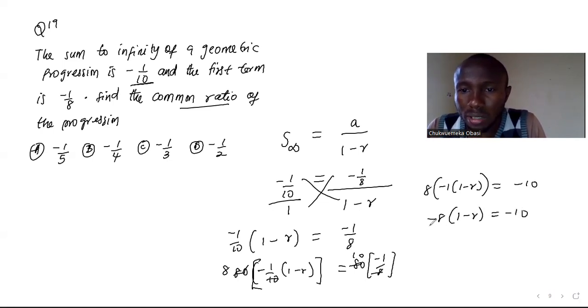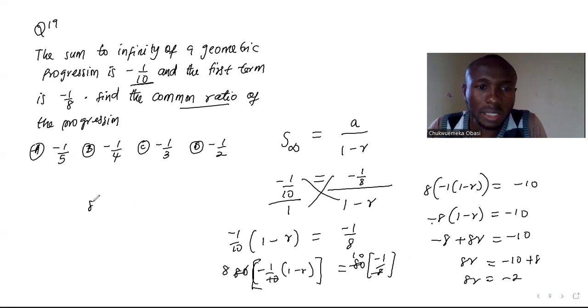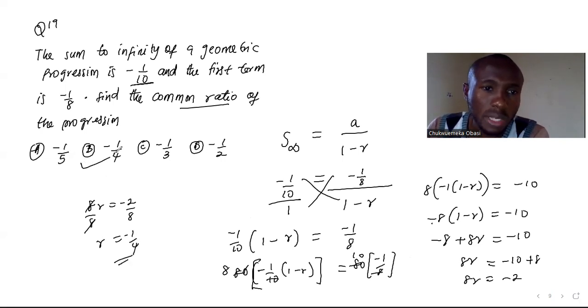So you can go ahead and divide both sides by minus 8. Or you can just expand actually. Minus 8 times 1 is minus 8. Minus 8 times minus r will give me positive 8r equal to minus 10. So now you have 8r equal to minus 10 plus 8, right? So you have 8r equal to minus 2. Divide both sides by 8. So here 8 cancels out 8, and you have minus 1 over 4. So that is option B, right?